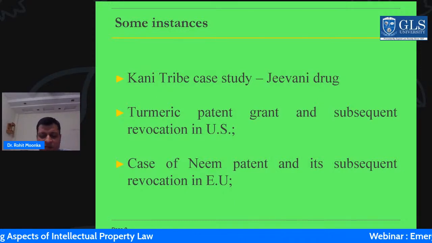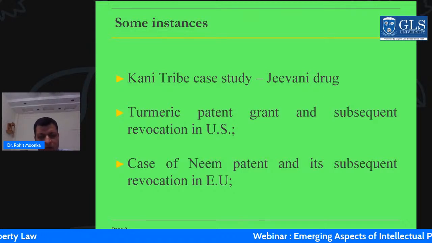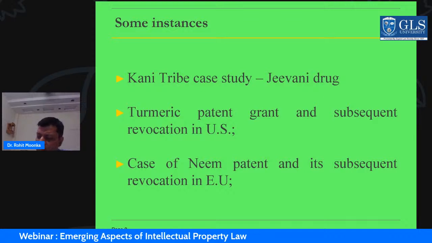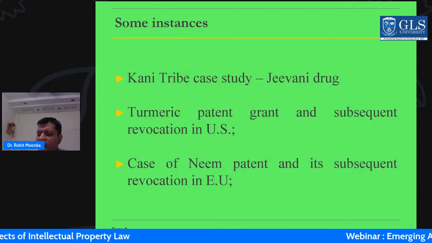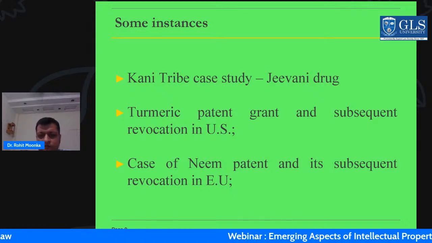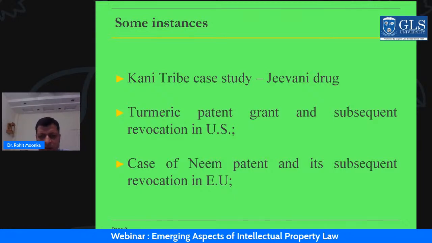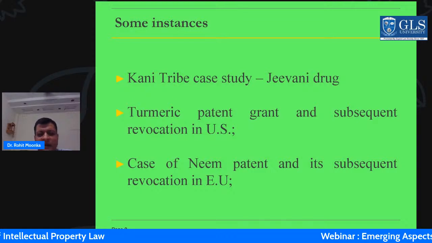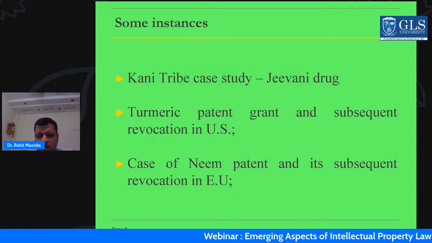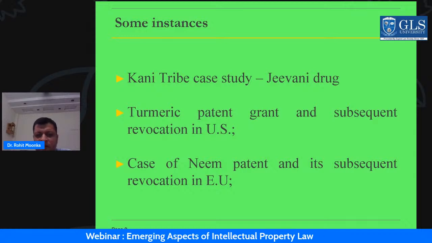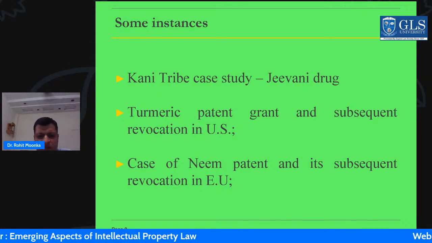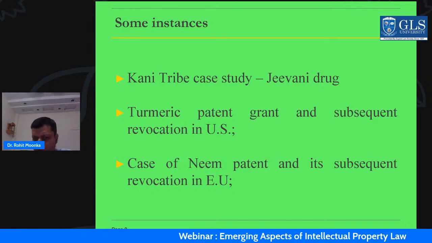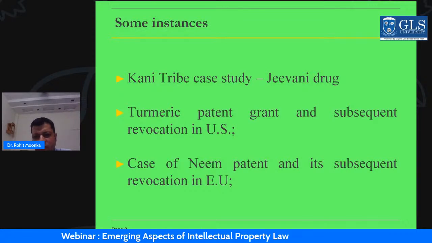After this patent application was filed, of course there was a lot of hue and cry. Certain Indian NGOs, along with some international NGOs, protested, but unfortunately, this was granted. The patent was granted, but after the grant of the patent, as you know, post grant opposition can be filed. So these Indian NGOs, along with their international partners, led a huge protest, and they filed their opposition against the grant of this patent for the antifungal properties of neem.